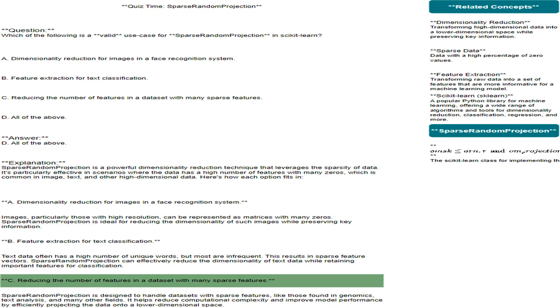C. Reducing the number of features in a dataset with many sparse features. Correct. Sparse random projection is designed to handle datasets with sparse features, like those found in genomics, text analysis, and many other fields. It helps reduce computational complexity and improve model performance by efficiently projecting the data onto a lower dimensional space. True.